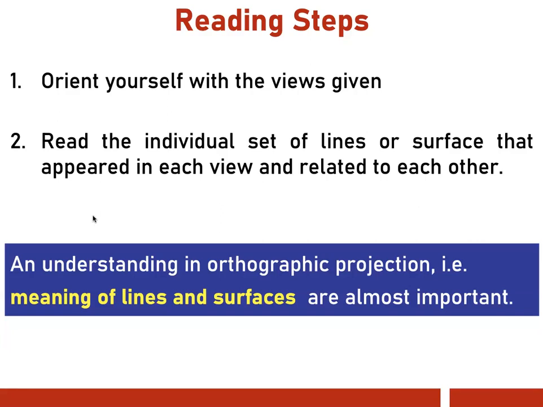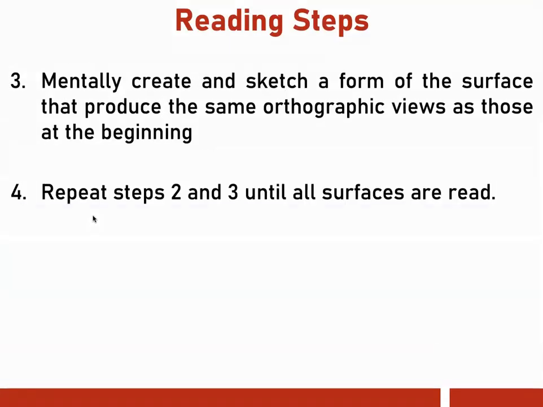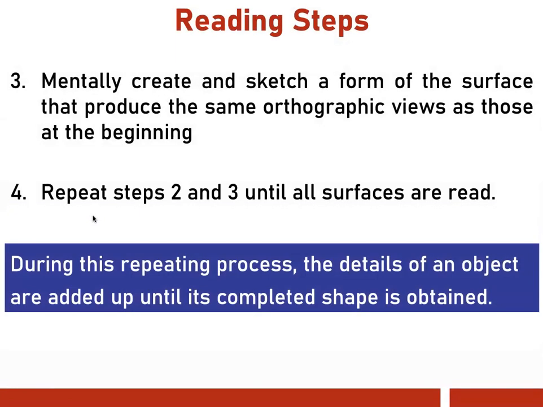An understanding of orthographic projection, the meaning of lines and surfaces, is almost important. I would say it's very important. Number 3, mentally create and sketch a form of the surface that produces the same orthographic views as those at the beginning. Repeat steps 2 and 3 until all surfaces are read. During this repeating process, the details of an object are added up until its completed shape is obtained. So let's see.